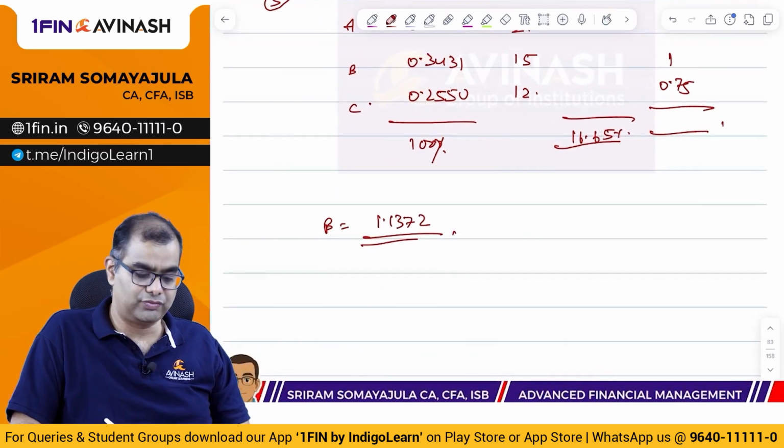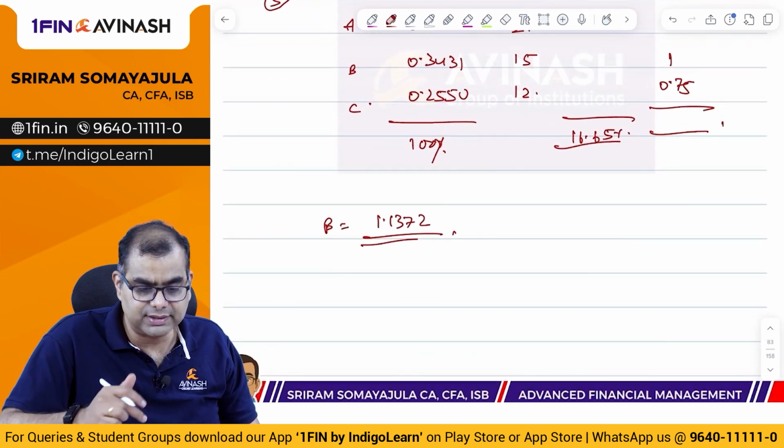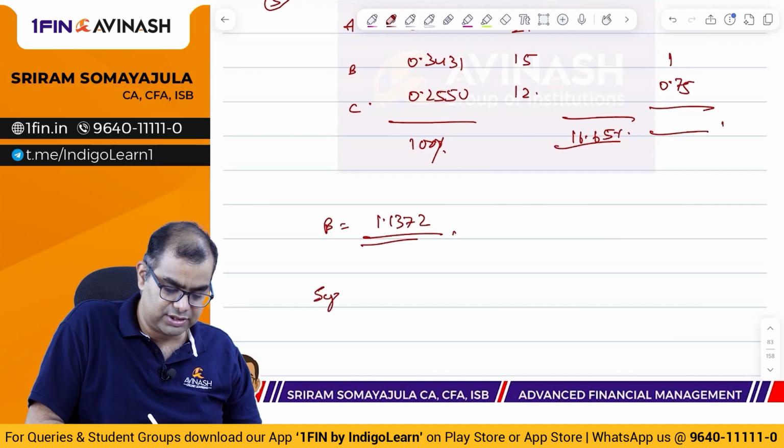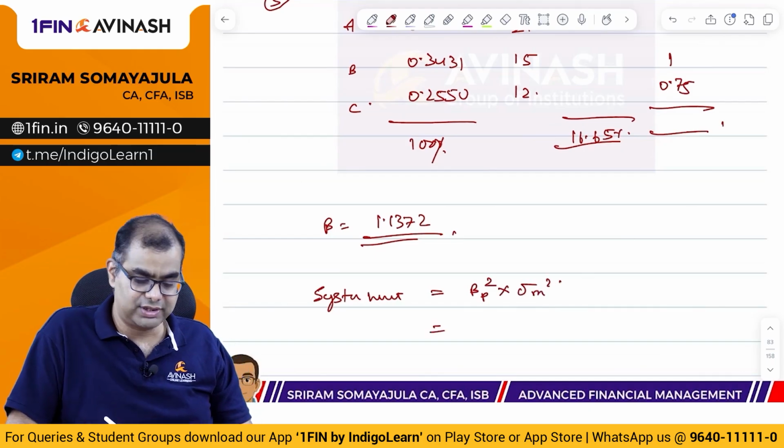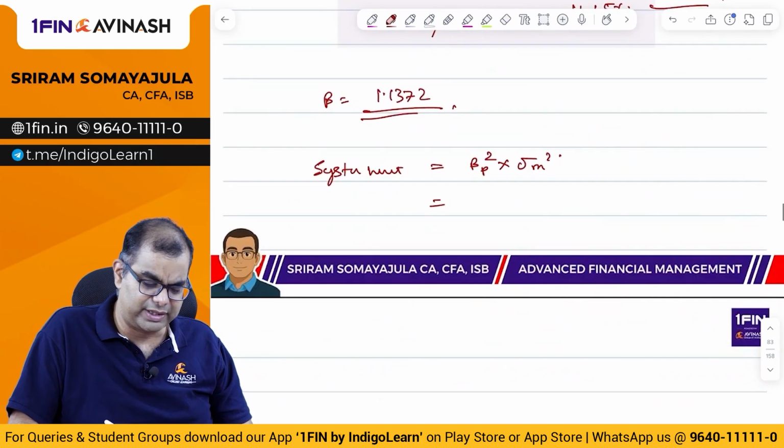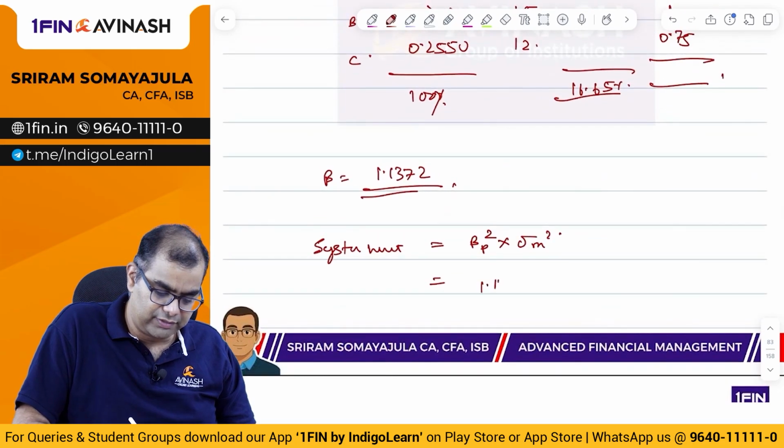Then what did they say? Portfolio beta, then they said systematic variance. What is systematic variance? It is equal to the beta of the portfolio whole square into market variance. Okay, market variance we anyway found as 19.95, I think it rounds off to 20. Beta of portfolio is 1.1372 square into 19.95.